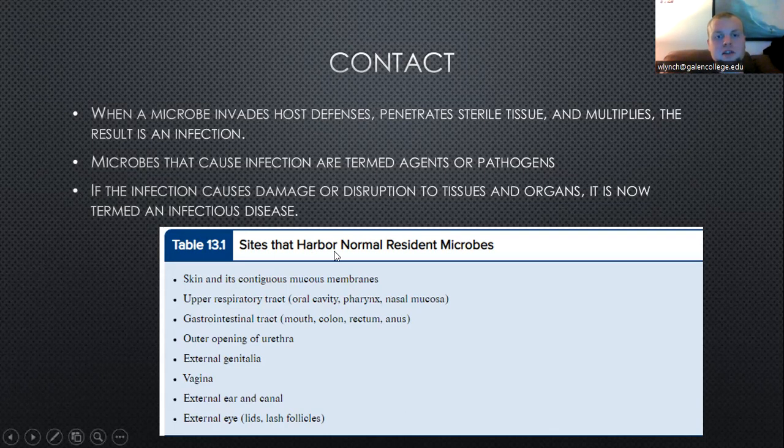Some normal sites that harbor normal resident microbes are going to be in things like the GI tract, the upper respiratory tract, external genitalia, the vaginal canal. These are areas where we have microbe populations that are normal. We usually have some sort of bacteria that exist here.